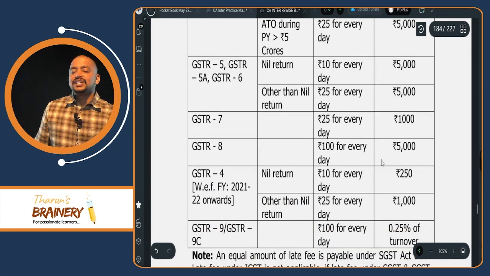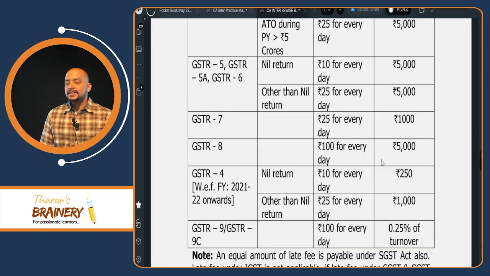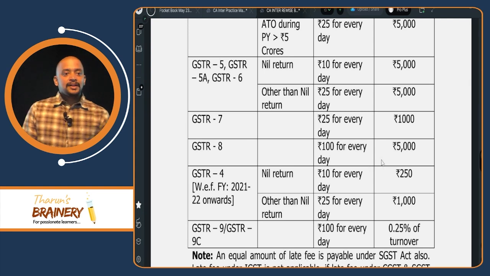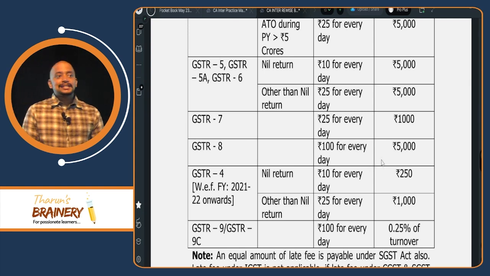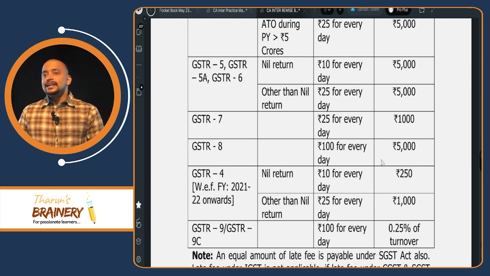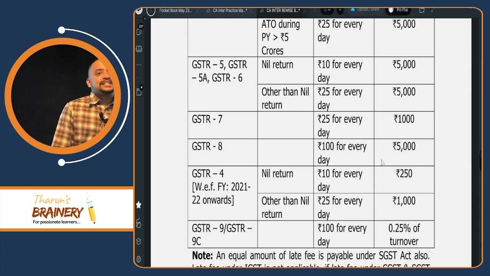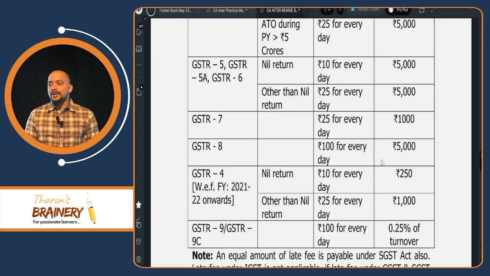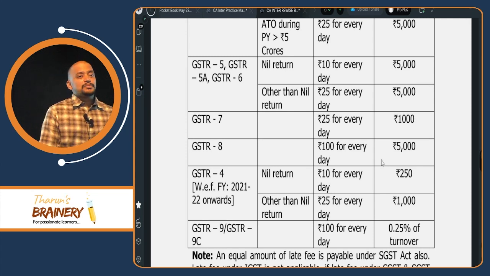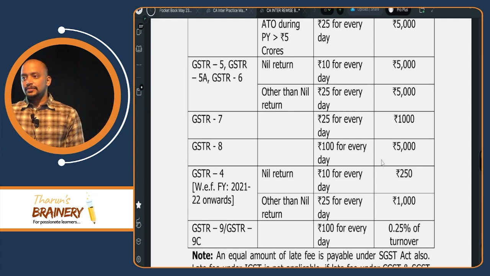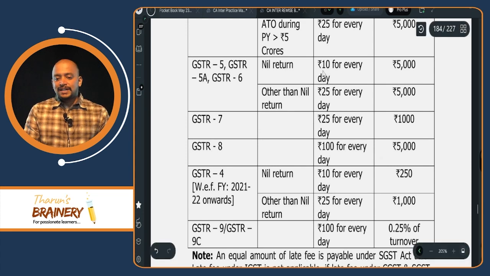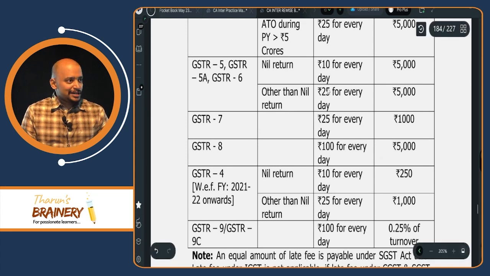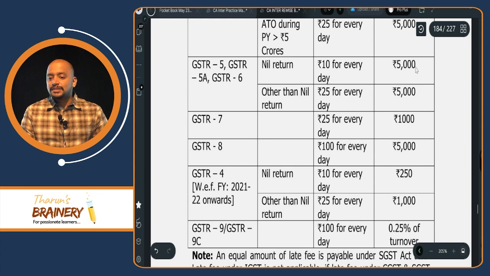Then, in case of GSTR 5, 5A and 6. 5 is for non-resident taxable person, 5A is for OIDAR, 6 is for ISD. Nil return or other than nil return, the per day late fee is the same: 10 rupees per day, 25 rupees per day. But the maximum is always 5,000 here. You understood? Already we discussed. The maximum alone will always be 5,000.